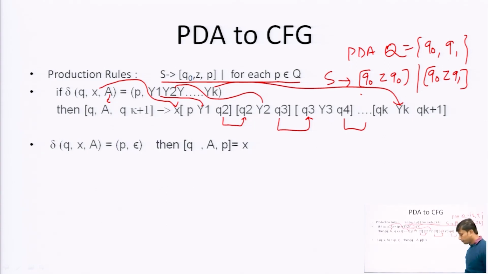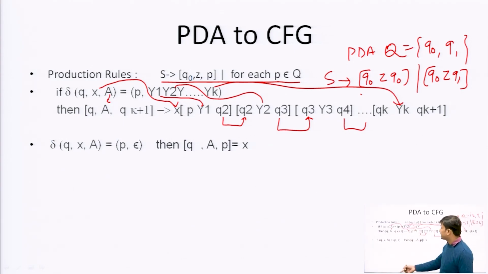So this is for push. For each push operation we have to do like this. We will go to the example and see in detail how to find this push transition, how to get context free grammar production for push transition of PDA.